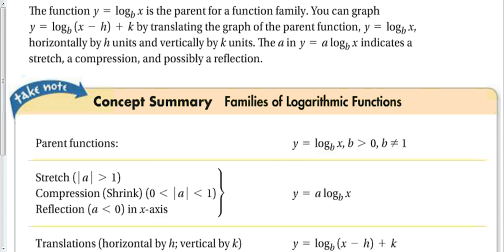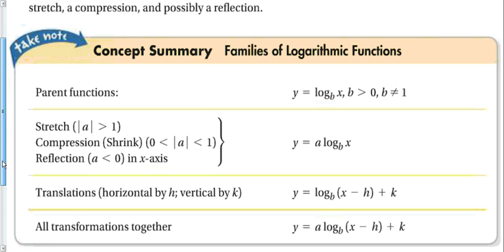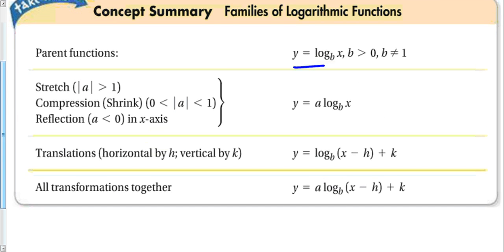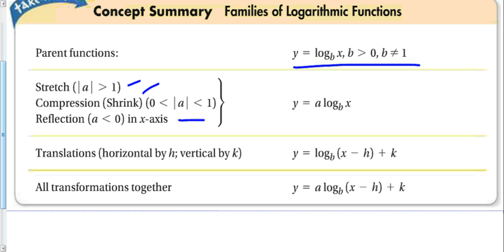All right, and finally, remember that we can move these functions around. So we start with the parent function, which is right here. If we look at a, that will be a stretch or compression, depending on if it's bigger than 1 or in between 0 and 1. It'll be a reflection if it's negative.